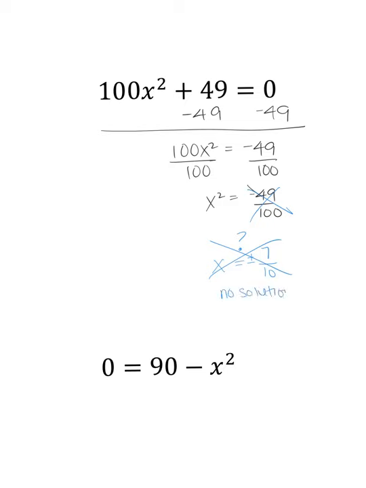There is no value for x that would make this true. And on a graph, our parabola would look something like this. Without any x-intercepts, that parabola would not cross that x line at all.